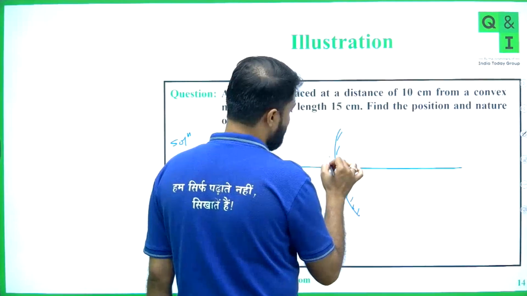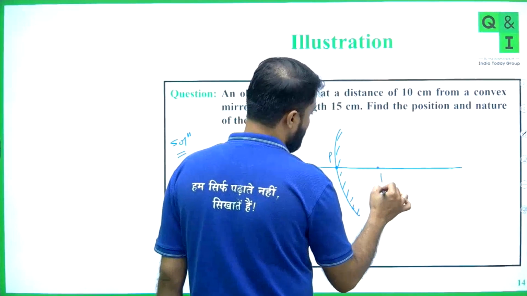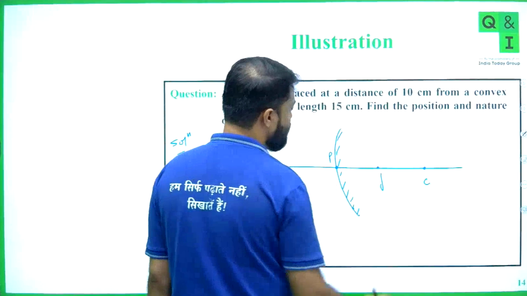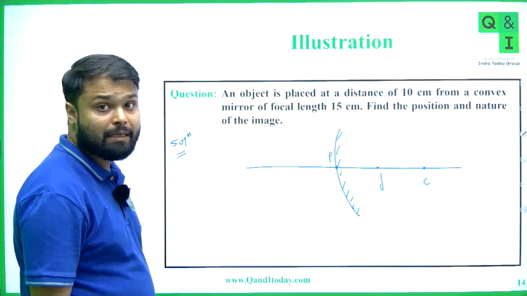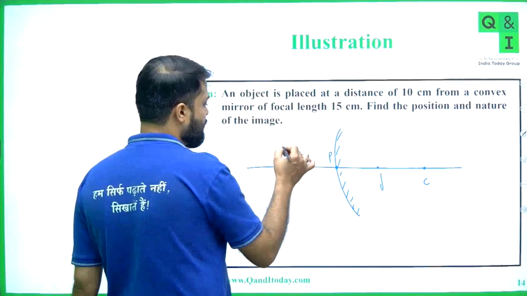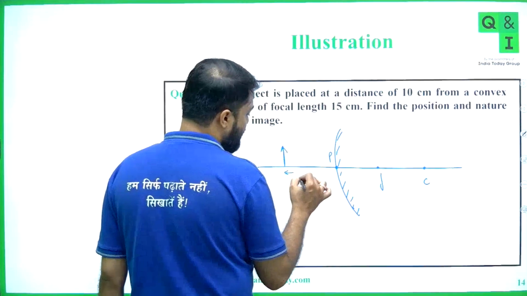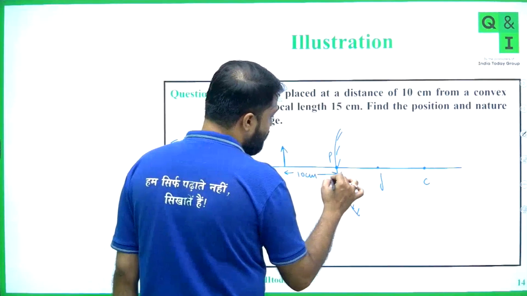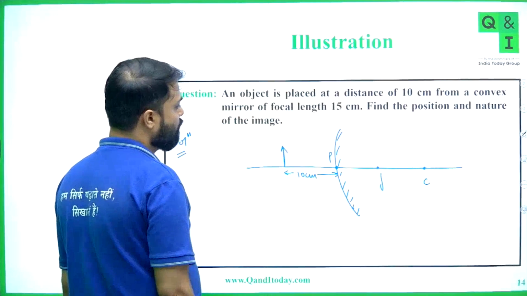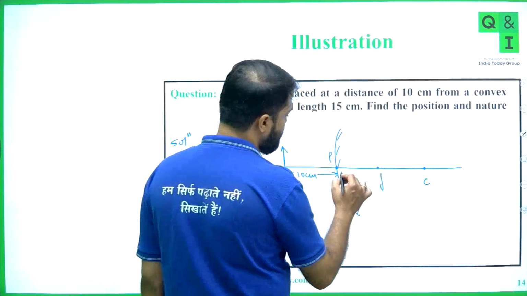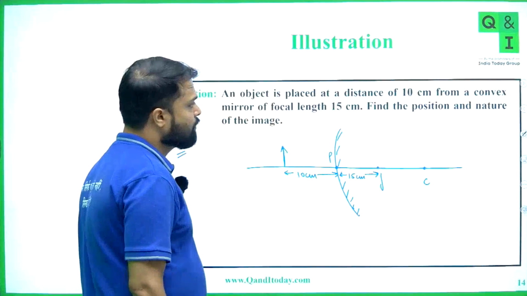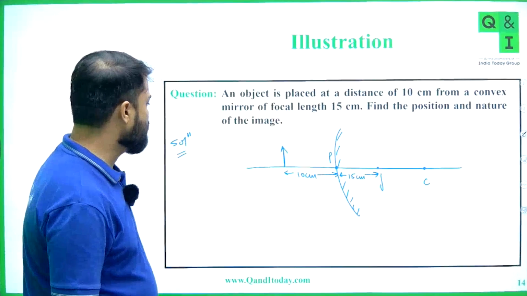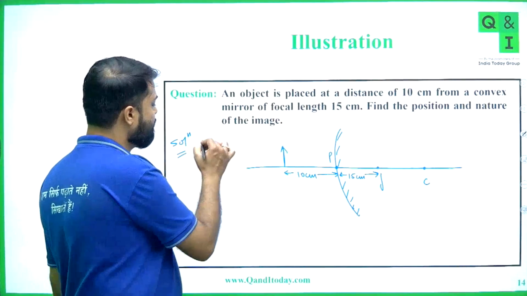Let's say this is the pole, this is the focus, and this is the center of curvature. Now, the object is placed at a distance of 10 centimeter from the pole, with a focal length of 15 centimeter. So we have to find the position and nature of the image. That means we have to find V.